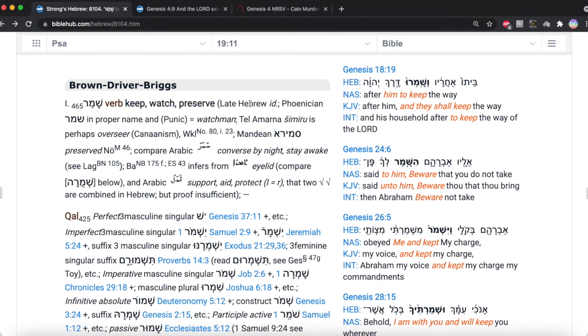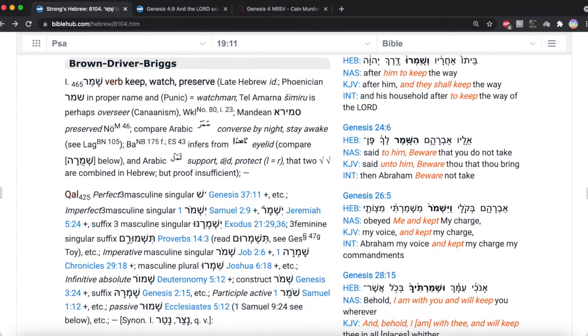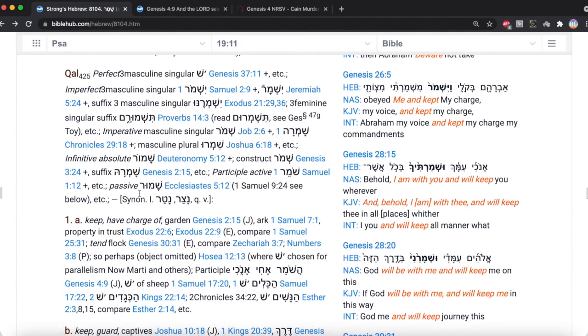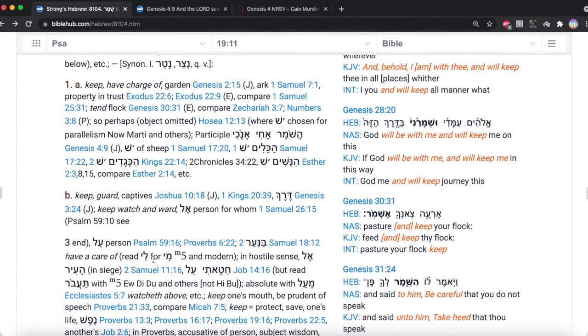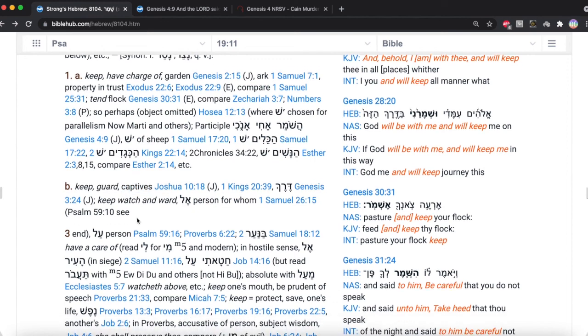It's telling you some stuff about where it came from, or other uses. It's showing you some more specific examples. In general, it means to keep or preserve, and then here's some examples: keep, have charge of a garden, and so we'll see it goes through specific ways that it's used. And wow, look, it really can mean someone who's being kept watch over, might be a prisoner, like I kind of mentioned before. Are we talking about Cain as a prisoner to Abel?